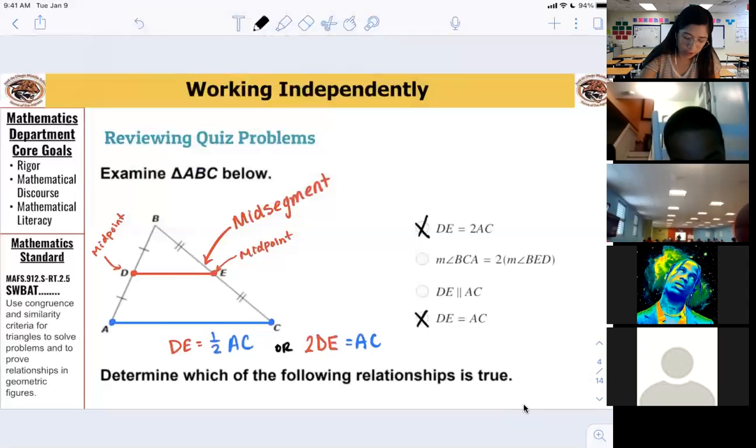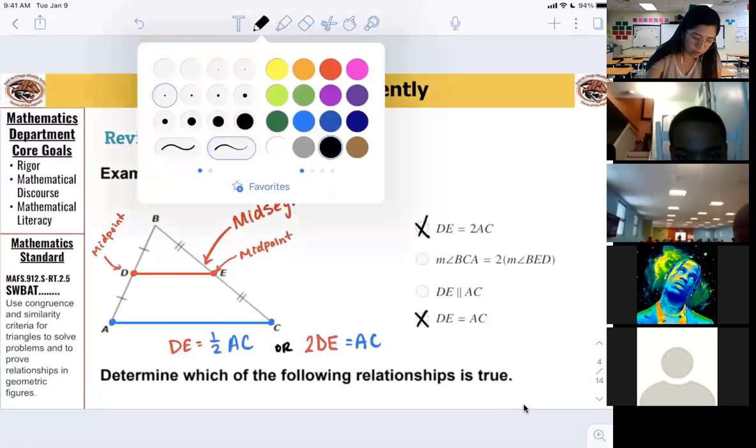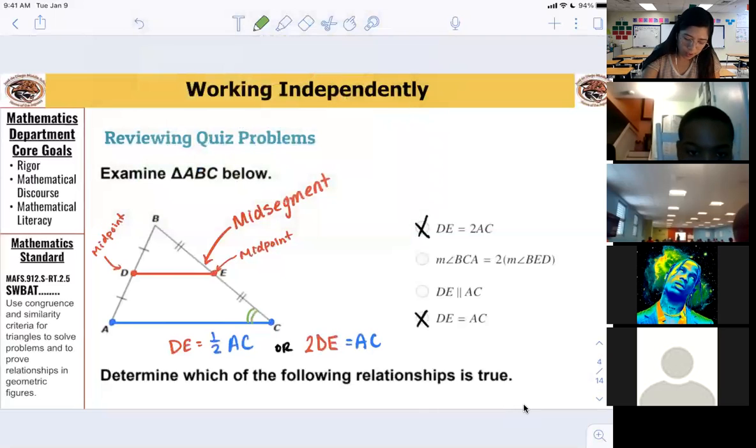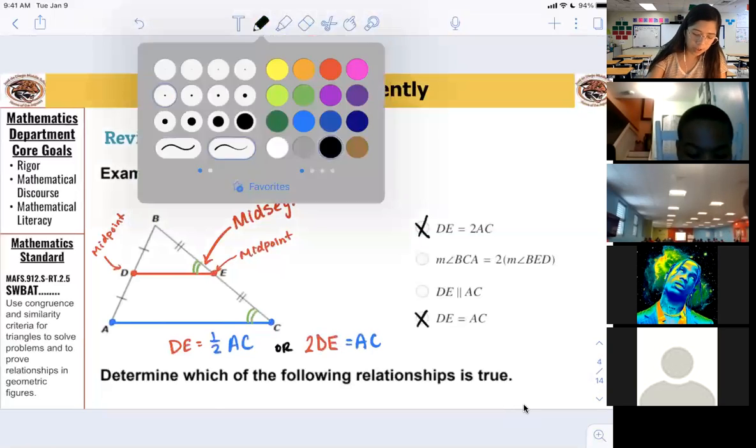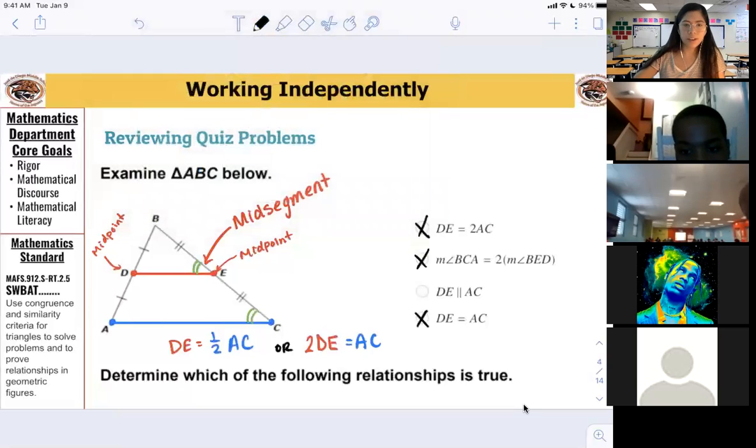Okay, now let's look at the other two. So letter B is saying that angle BCA, so this one right here, equals 2 times angle BED, which is that one right there. True or false? False. Those angles, are they the same or are they different? They're different. Really? Look closely. Oh wait, no, they're the same. They're the same. How do we know that? How can I prove that they're the same?